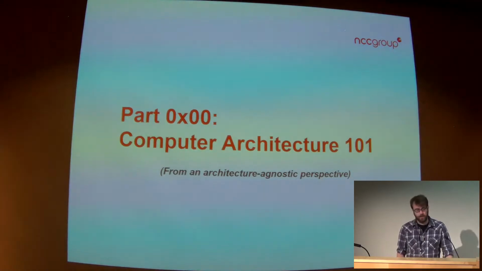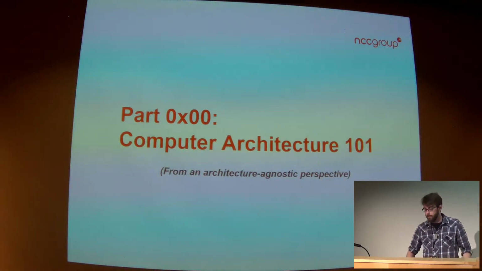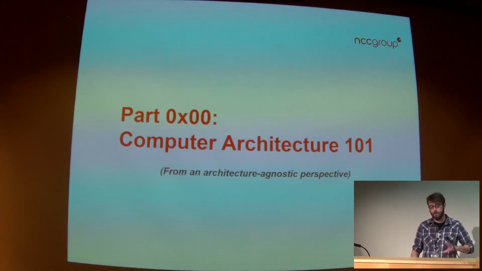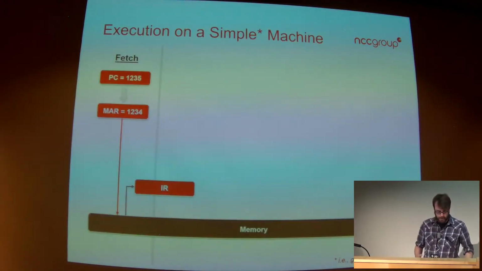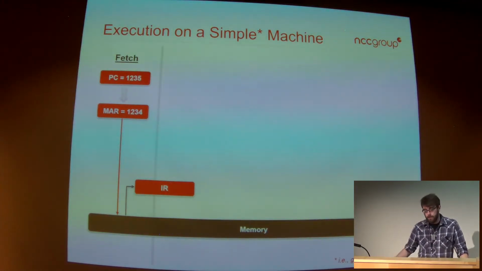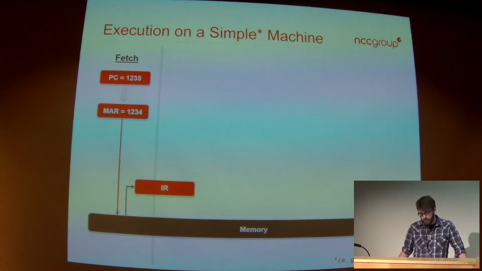So I want to start with an intro, or maybe a review for some of you, of computer architecture, and try to do this from a machine-agnostic perspective, so you can get the sense of how things are going, and then apply that knowledge to specific architectures later. When you're executing on a machine, there's the notion of a fetch, decode, and execute cycle. There's a register called a program counter, and it holds the address of the instruction you're executing. That gets loaded into something called a memory address register, so I show that there.